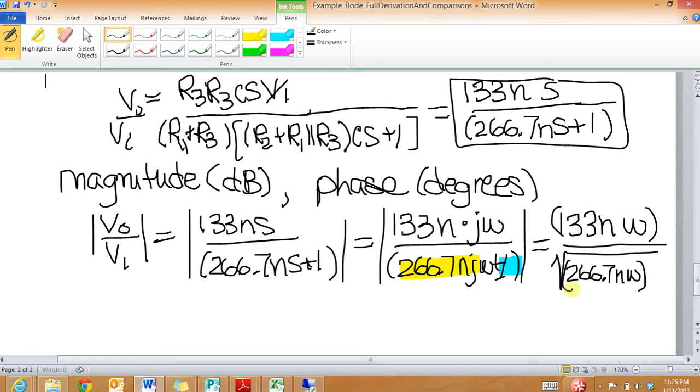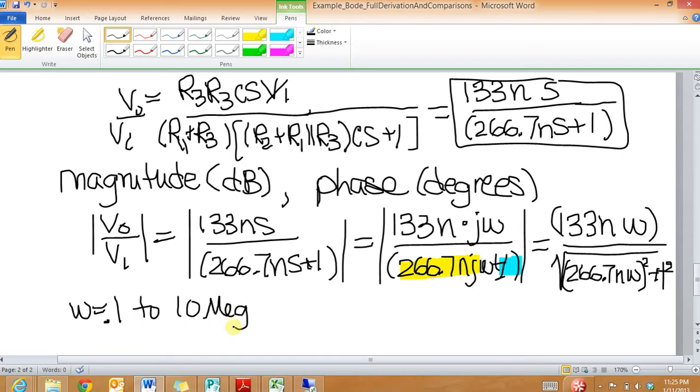So now this is a function of omega, and I can plot this by hand by plugging in values of omega from some small number, 0.1, to a large number. I could do 10 megs. And for each omega I put in, I'm going to get a magnitude value, and it's going to be a dot on the graph.